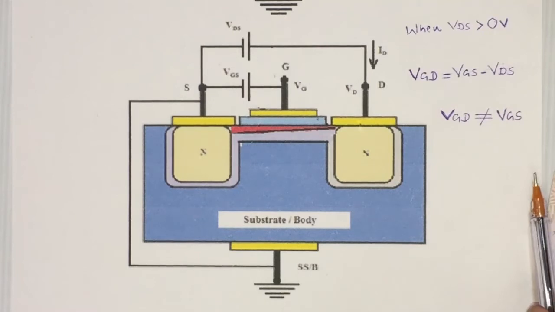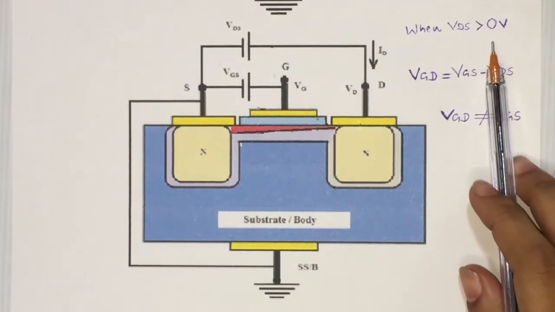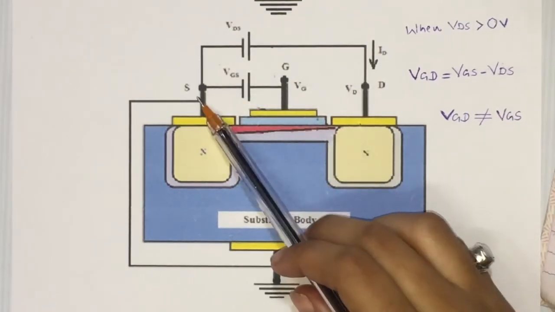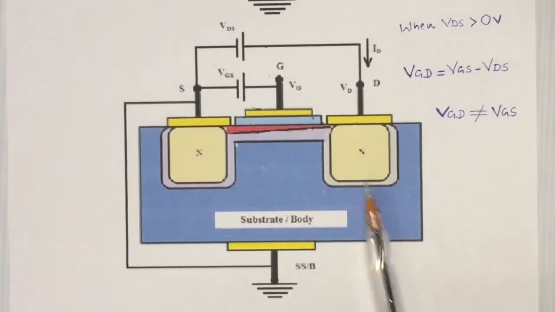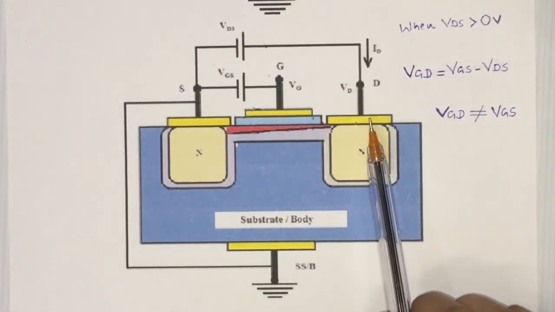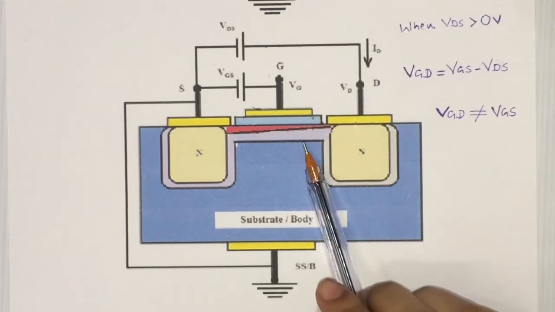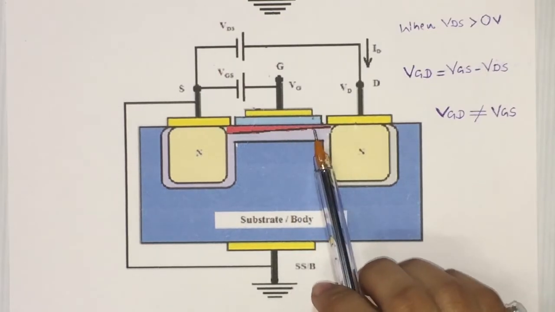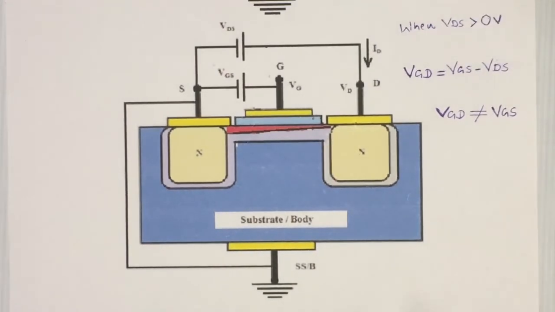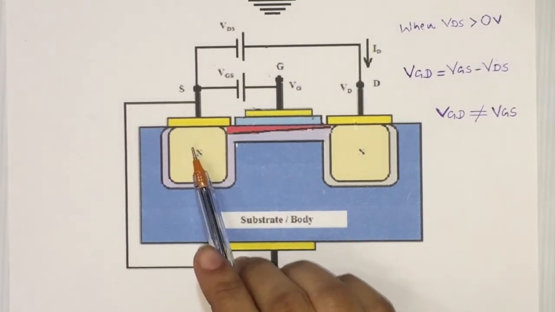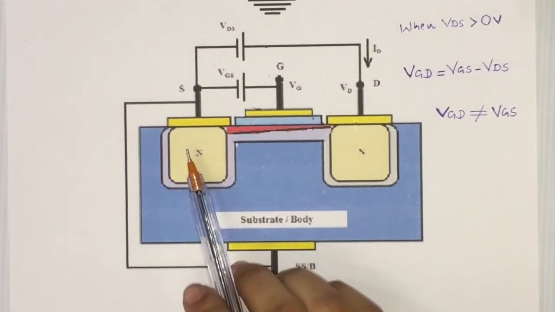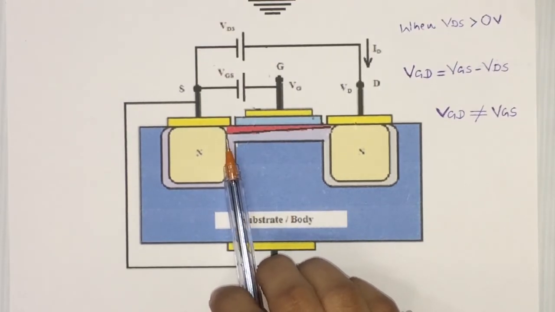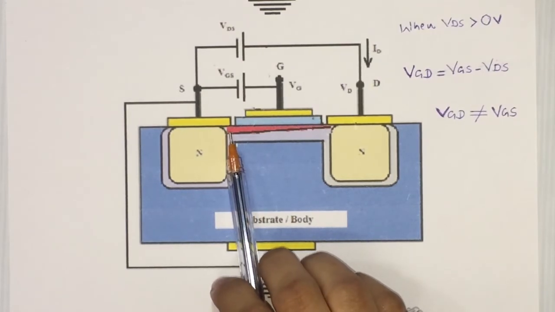Now, the second case, when VDS is greater than 0 volts. On increasing VDS, the drain becomes more positive and the source becomes more negative. Since the drain is more positive, or reverse biased, the depletion region near the drain becomes wider. Because of this, the channel near the drain becomes narrow. And the source is more negative, or we can say it is more forward biased, so the depletion region near the source becomes narrow, and because of this the channel near the source becomes wider.